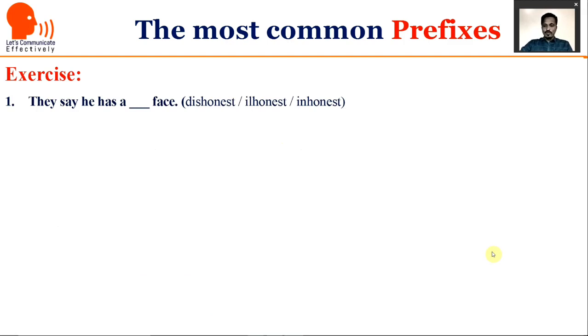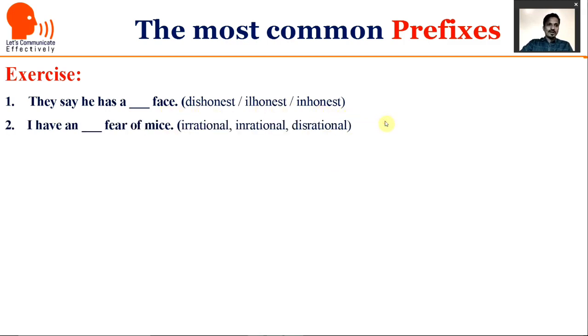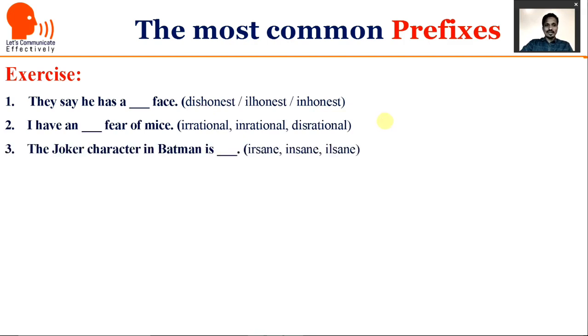Just as usual, pause the video whenever you see a sentence, or you can simply have the answers in your mind and go ahead. You have to simply choose from those given in the brackets. They say he has a dash dash face. Dishonest, ill-honest, inhonest. I have an dash dash fear of mice. Irrational, irrational, disrational. The Joker character in Batman is irsane, insane, Iceland.